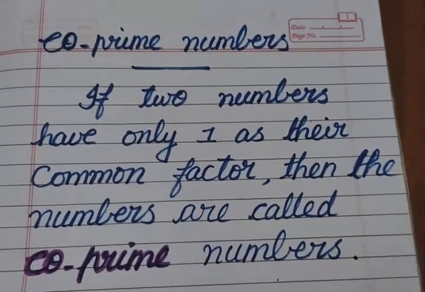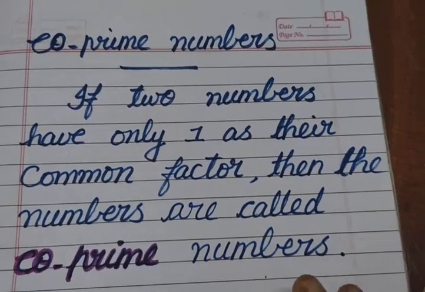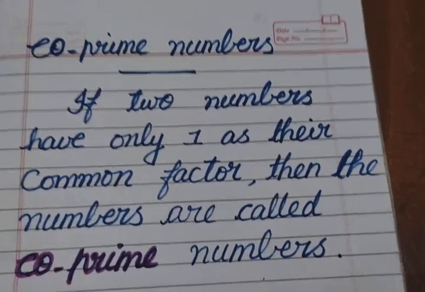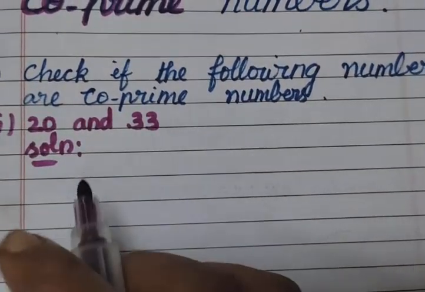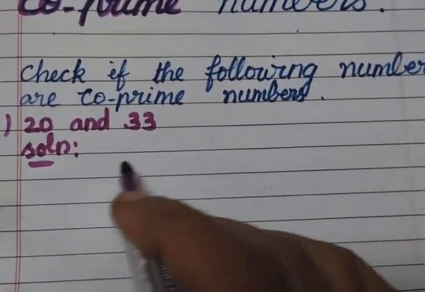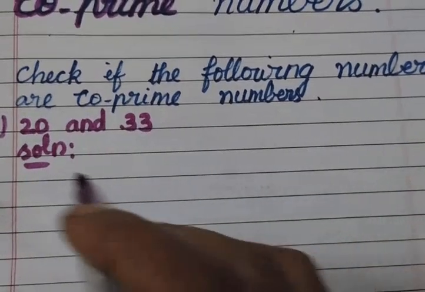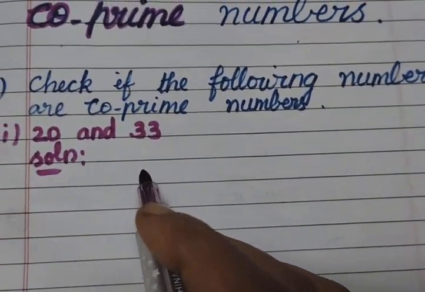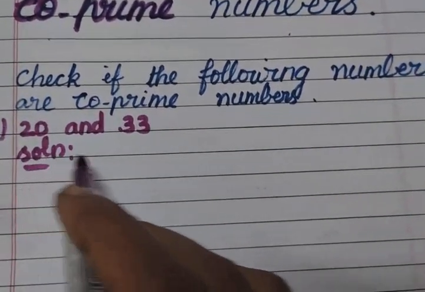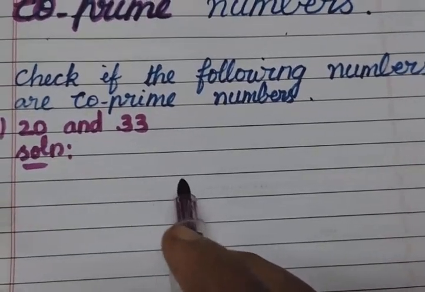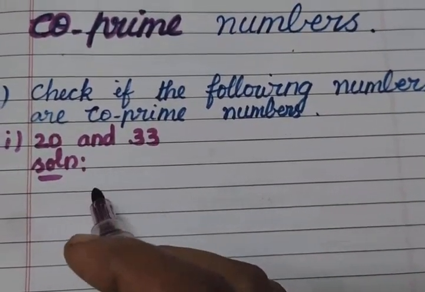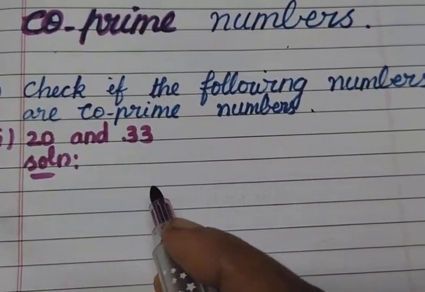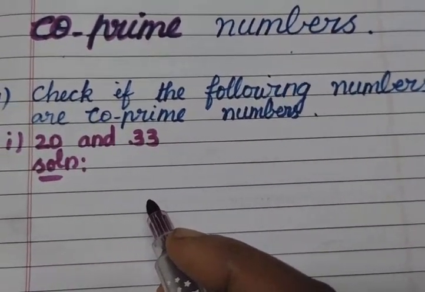Using an example, we can understand what co-prime numbers are. See the first question: check if the following numbers are co-prime numbers. The question is 20 and 33. We can find out whether 20 and 33 are co-prime numbers or not.